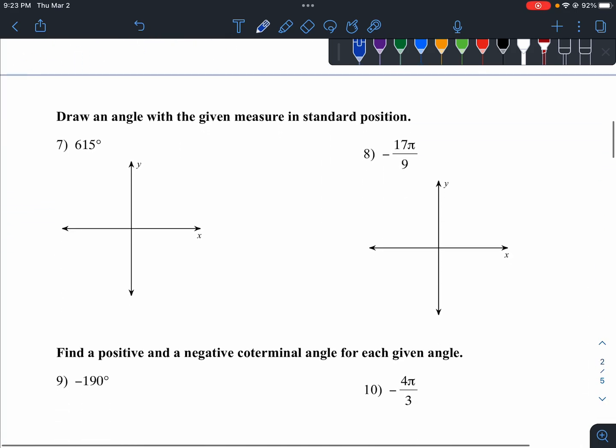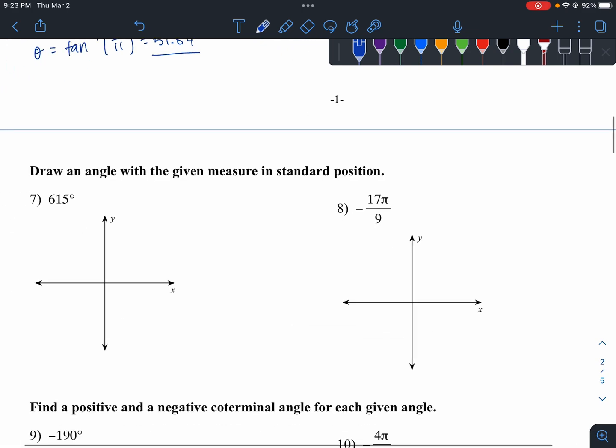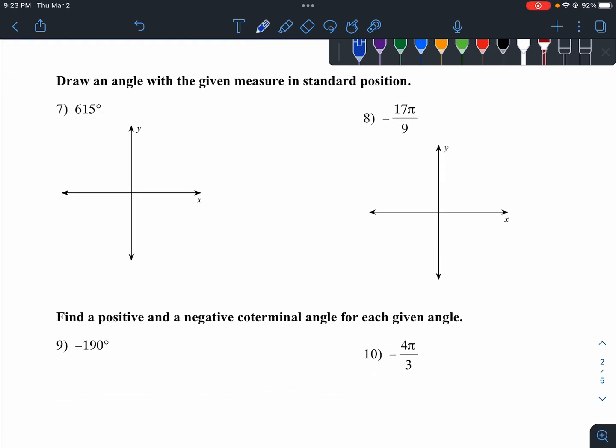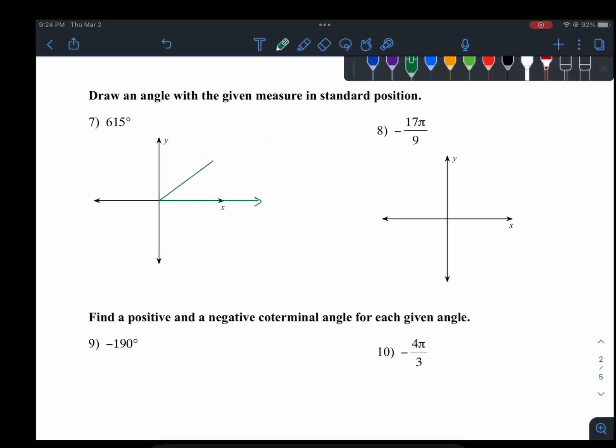On to the next page. Draw the angle with the given measure in standard position. For this one, we have 615 degrees. We have an initial side and a terminal side, and the terminal side needs to go 615 degrees positive, so it needs to go this way. First, before I finish this, I'm going to see how many times 360 can go into this, because I know I have to go 360, but then how much more do I need to go? We don't need a calculator, we can just do some math.